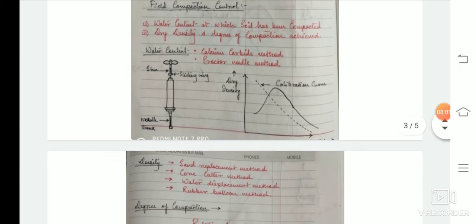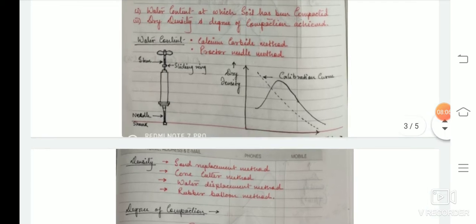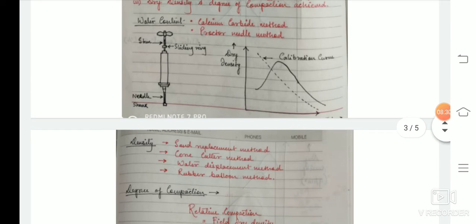To use the needle in the field, a calibration curve is plotted in the laboratory between the penetration resistance as the ordinate and the water content as the abscissa. The laboratory penetration resistance is measured by inserting the proctor needle in the compacted soil in the proctor mold. The penetration resistance corresponding to various water contents is noted at the end of each proctor compaction, and the calibration curve is plotted. This curve is mainly used to determine the placement water content.